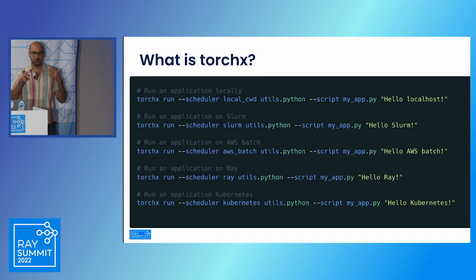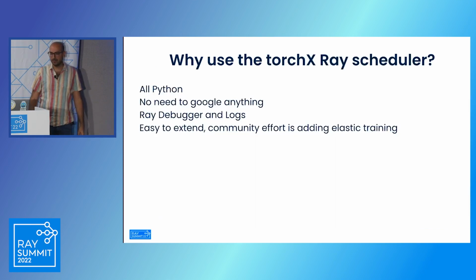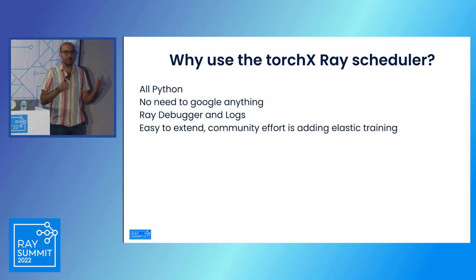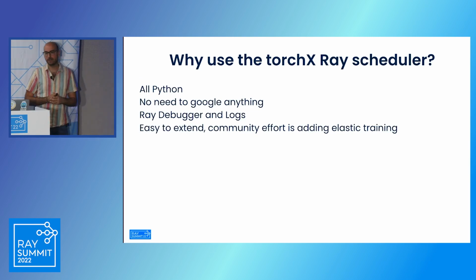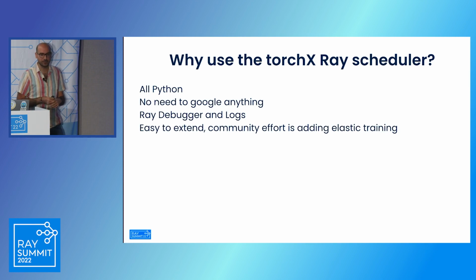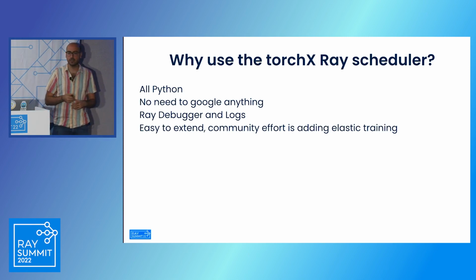So yeah, like I said, TorchX is a great way to run scheduler agnostic jobs. Okay, so I've been talking a lot about scheduler agnosticity, but why should you use the Ray scheduler? I think the big benefit here is that, one, it's all Python, so you don't need to Google anything. You can just look at the source code and figure out what's going on. It also means that as I was debugging distributed jobs, I got to use the Ray debugger, which I think is fantastic. I could just set PDB across multiple nodes and figure out what's going on as I was debugging my driver script.